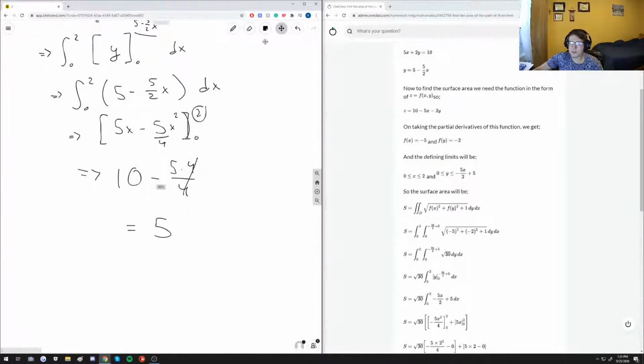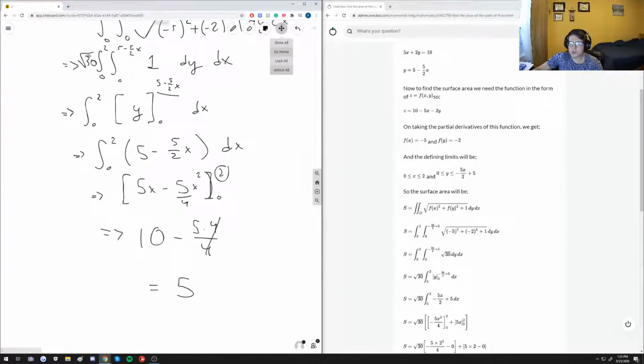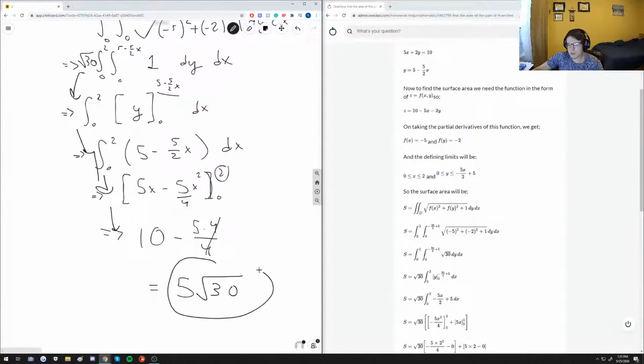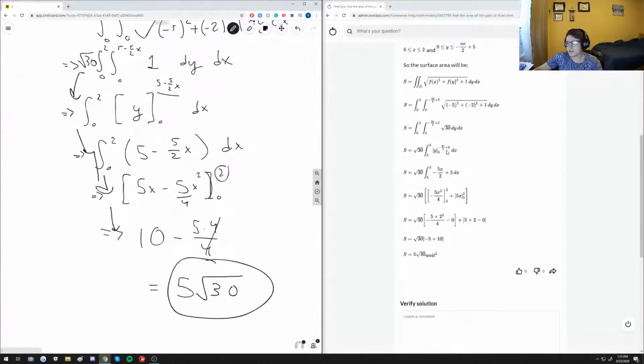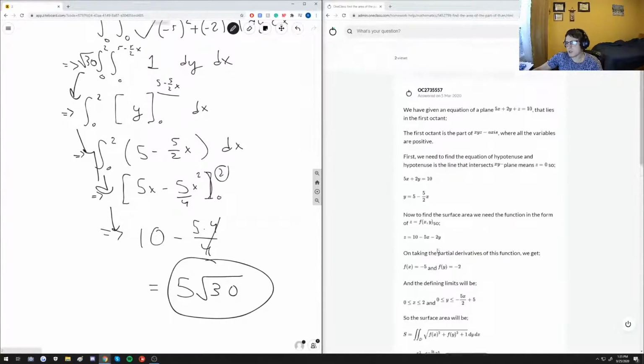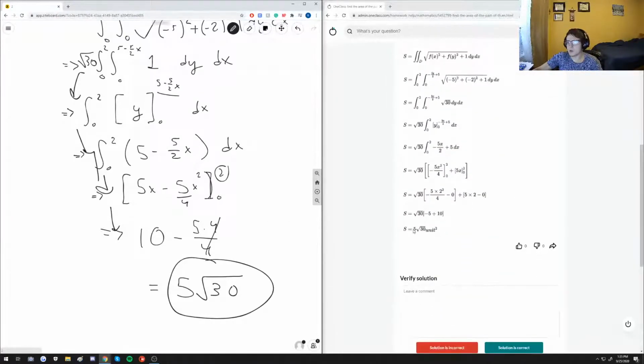And let's not forget that we had this square root of 30 on the outside. If we carry it over through all of our computations, we get that our answer is 5 times the square root of 30. And that is what was gotten here. In terms of units, this written response has units squared. Okay, so that is the correct solution. Good job.